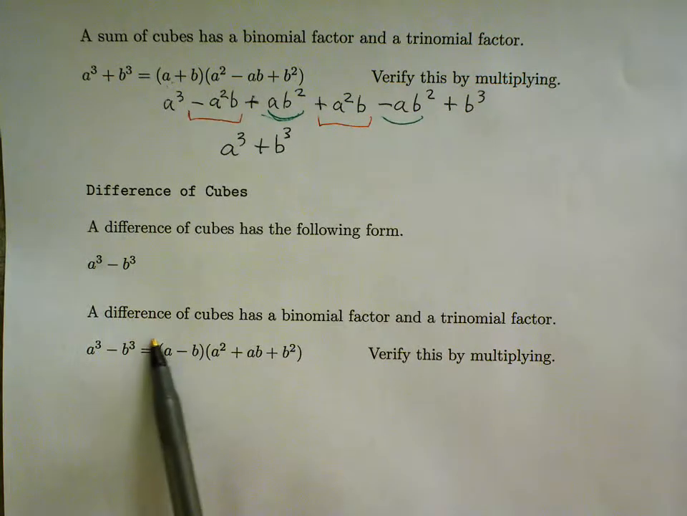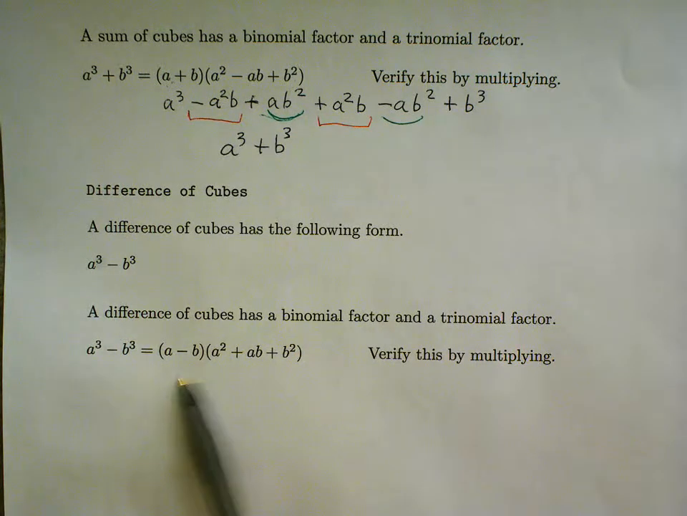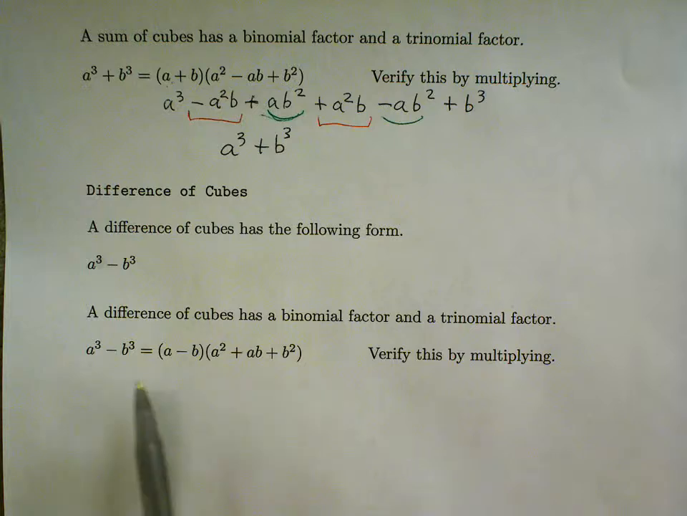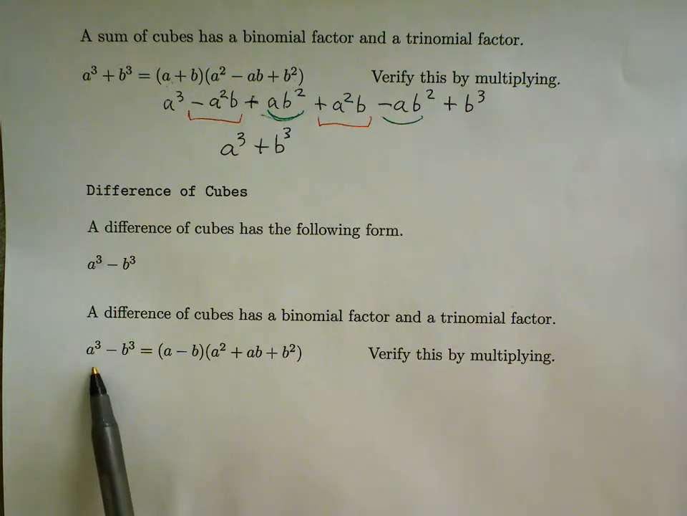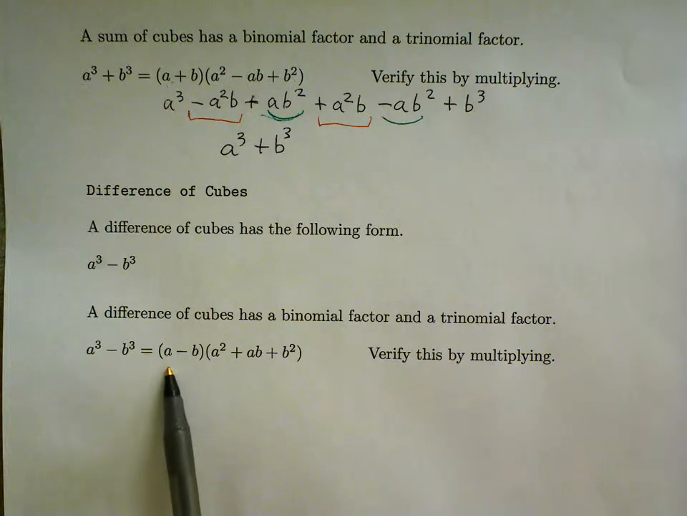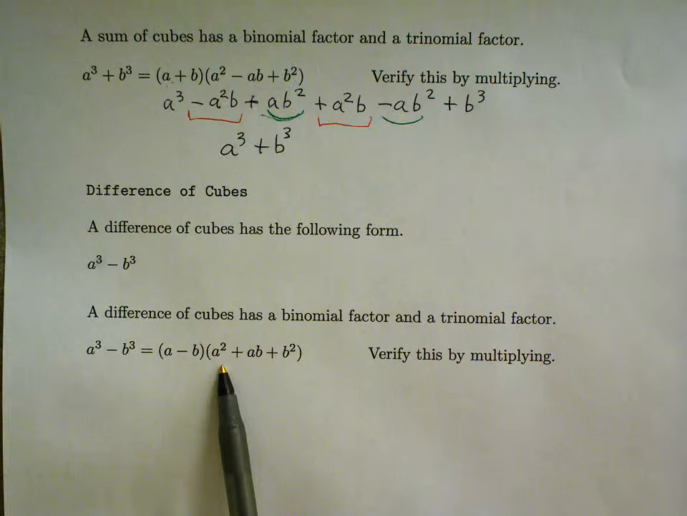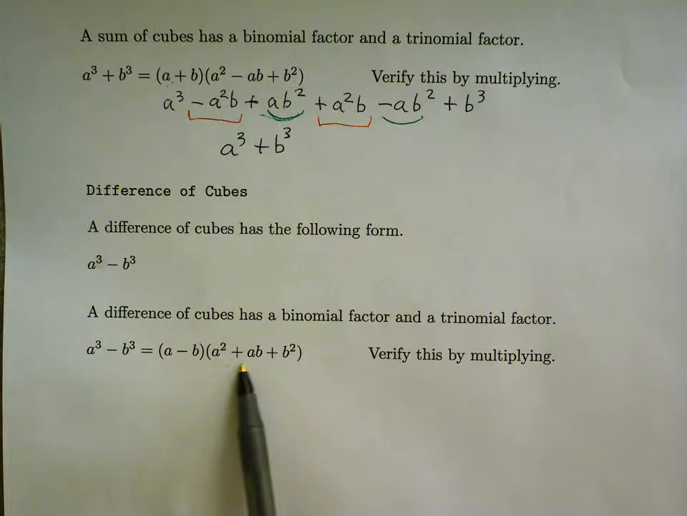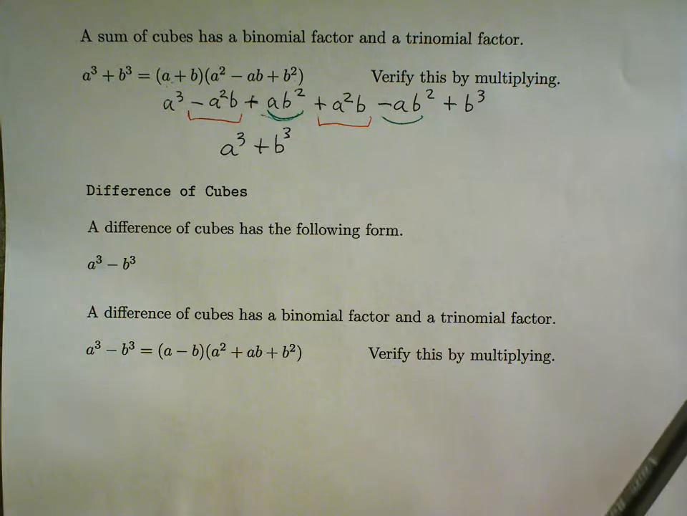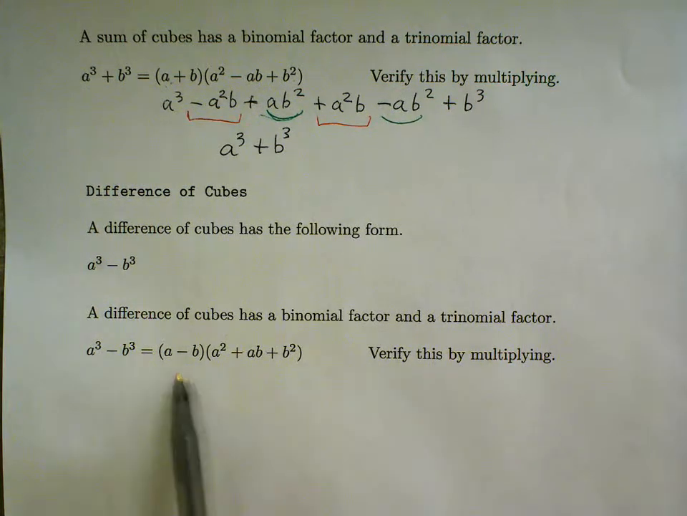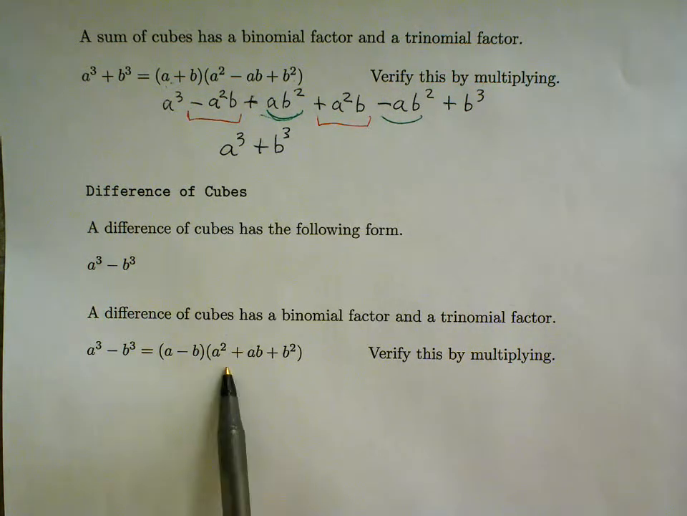Difference of cubes has a binomial factor and a trinomial factor. So when factoring something of the form a to the third minus b to the third, the binomial factor is a minus b, and the trinomial factor is a to the second plus ab plus b to the second. Okay, we'll verify this by multiplying.